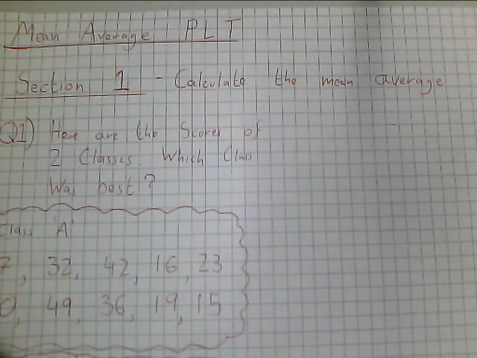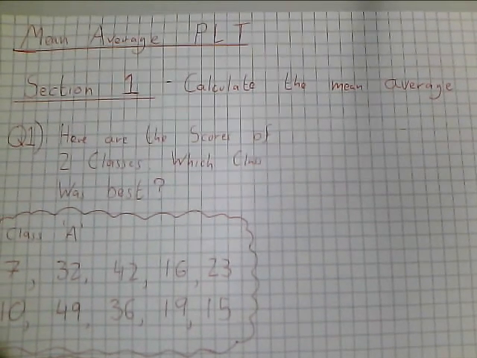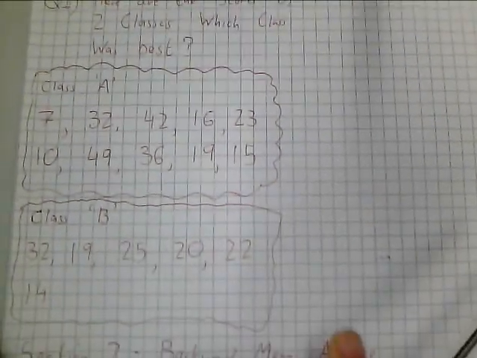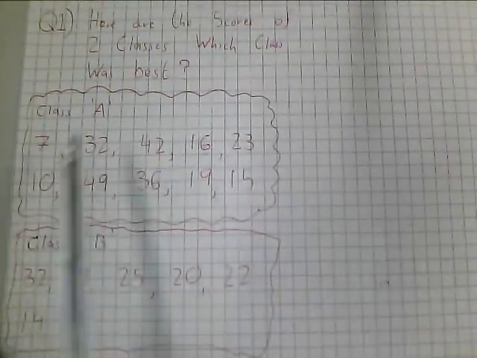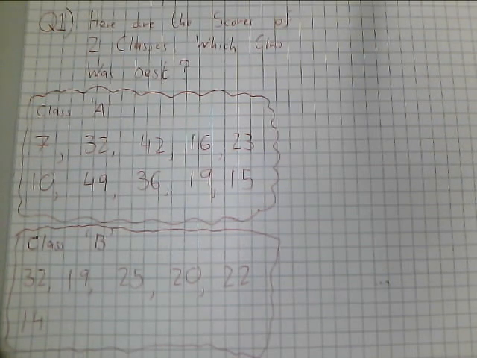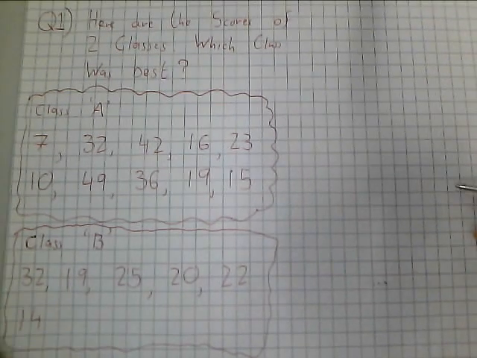Okay, let's go straight into the first question. We're being asked to find which class is the best. We've got two bits of data here, class A and class B. To be able to compare these numbers, we're going to want to find an average. In this case, I really would recommend using the mean average. There are other averages, but we're going to use the mean average.